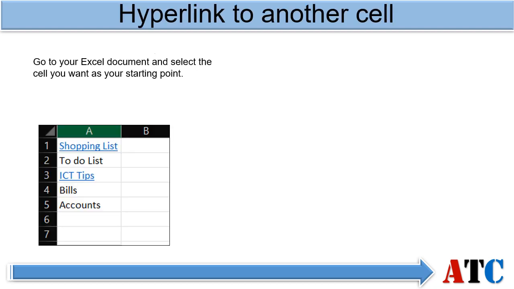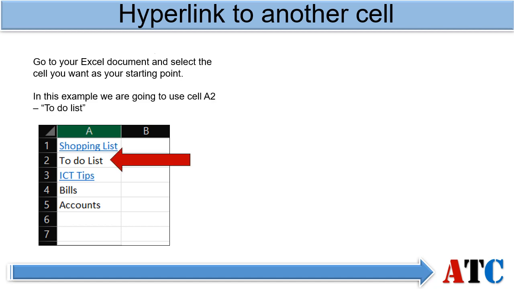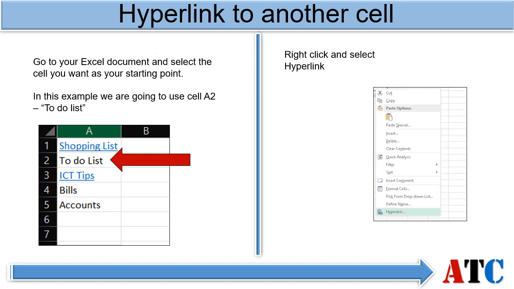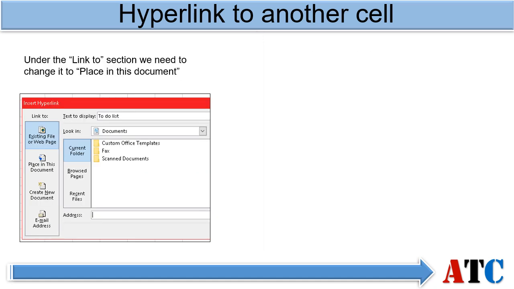Go to your Excel document and select the cell you want as your starting point. In this example, we are going to use cell A2, to-do list. Right-click and select Hyperlink. Under the Link to section, we need to change it to Place in this document.